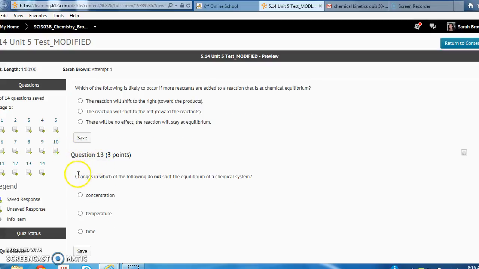Question 13. Changes in which of the following do not shift the equilibrium of a chemical system? Concentration, temperature, or time.